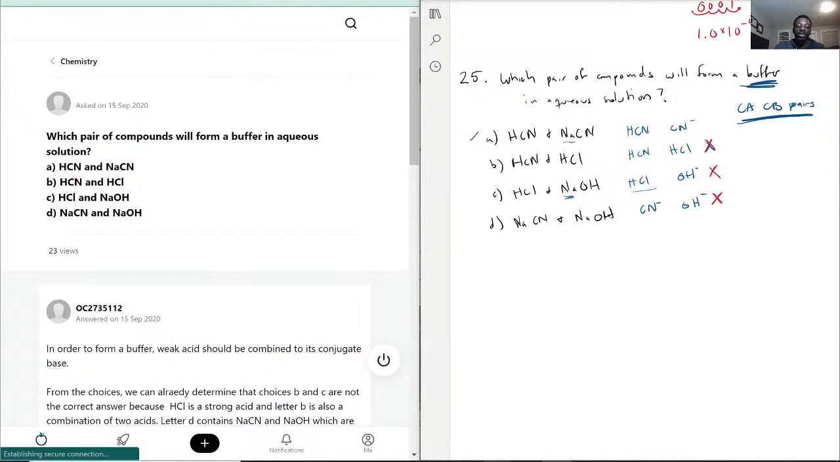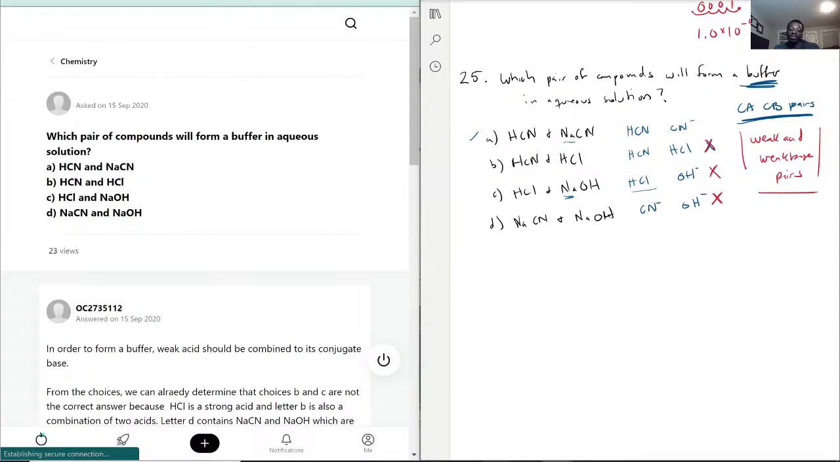The thing that we mentioned about buffers is that you need weak acid, weak base pairs. Well, more importantly, one of them has to be weak. As in, it has to be weak acid-base pairs, because strong acids and bases dissociate completely, which ruins the whole thing, okay?